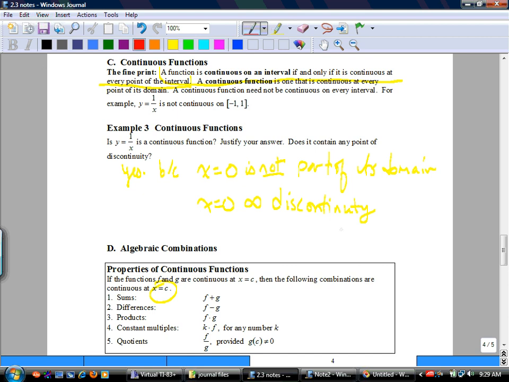So here's y equals f of x. That's continuous everywhere. And here's y equals g of x. Are those functions continuous? If you add those two functions together, you get a new shape. Would you agree? Would they be continuous? Yes, they would. We don't even need to worry about it.